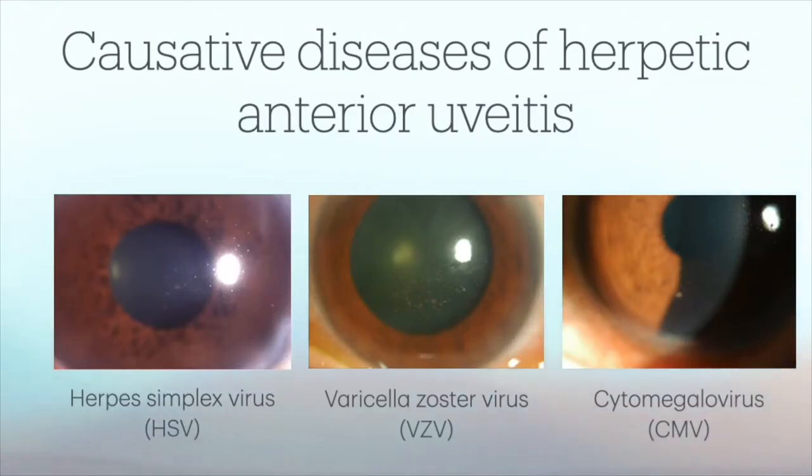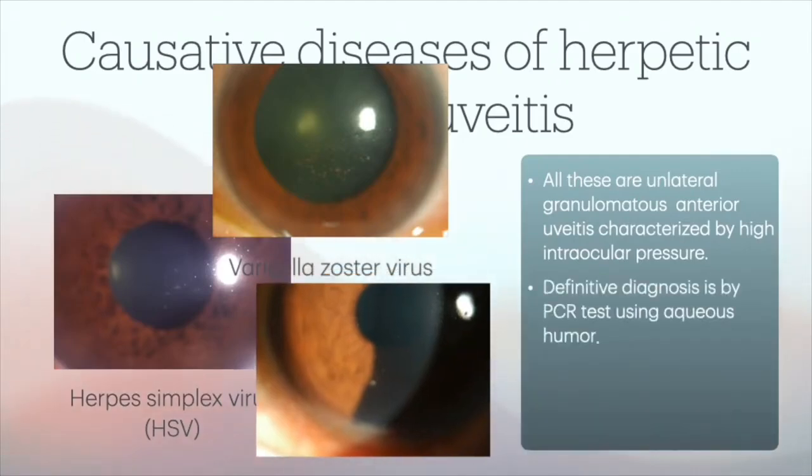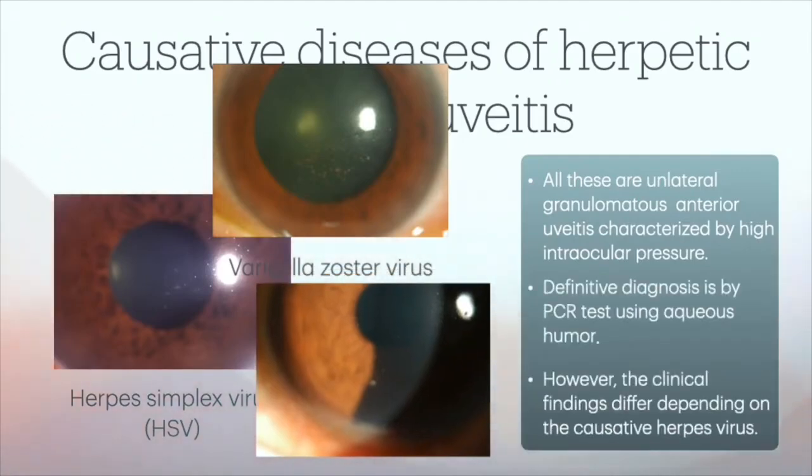The representative causative viruses of herpetic anterior uveitis are herpes simplex virus, varicella zoster virus, and cytomegalovirus. These anterior uveitis are characterized by unilateral anterior granulomatous uveitis with elevated intraocular pressure. Therefore, definitive diagnosis relies on PCR testing using aqueous humor, but each presents with distinct clinical findings.